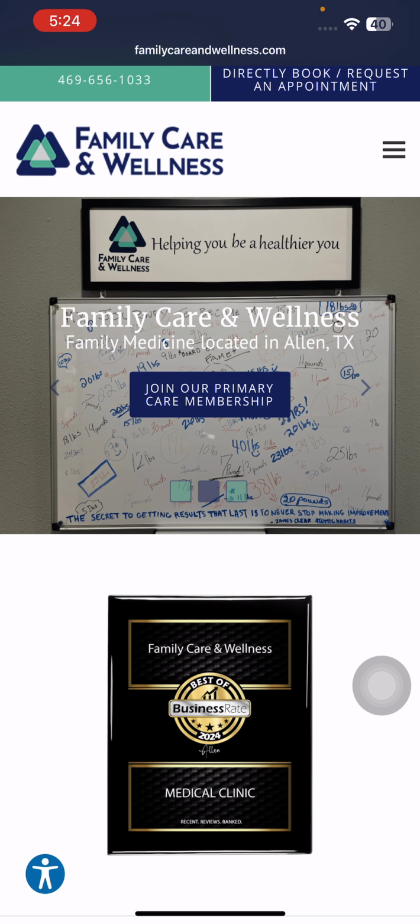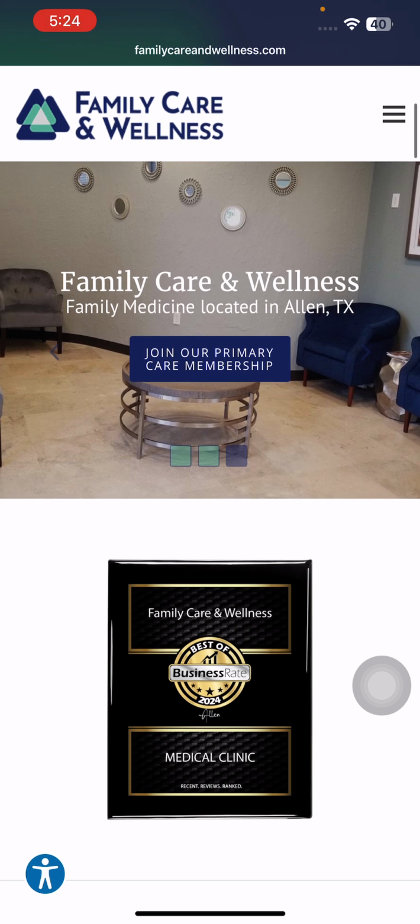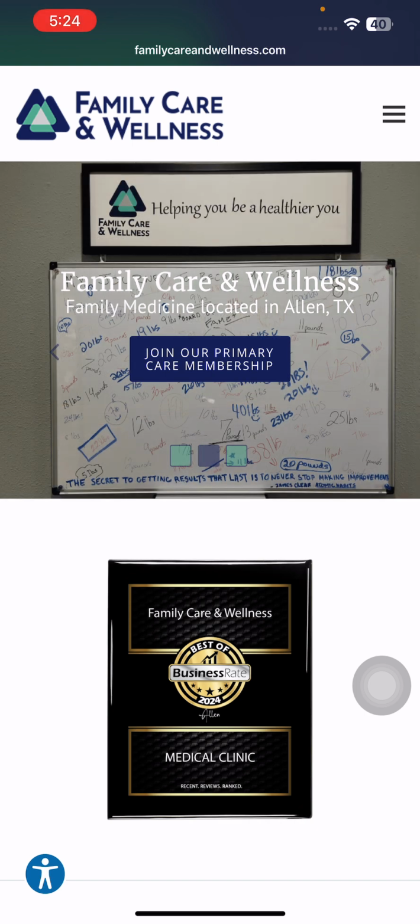And the second text, family medicine located in Allen, Texas. I think it's good that you're making it a bit more local. But I feel that we should add more context on why they choose us, why they should be making a decision to do healthcare and wellness with you. And I think that subtext should also be a bit more thought through here.